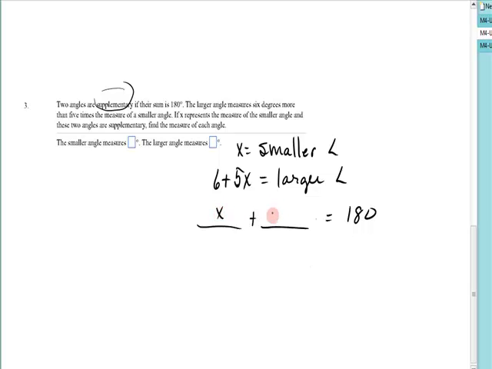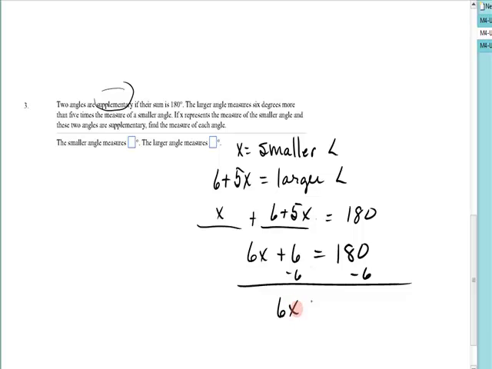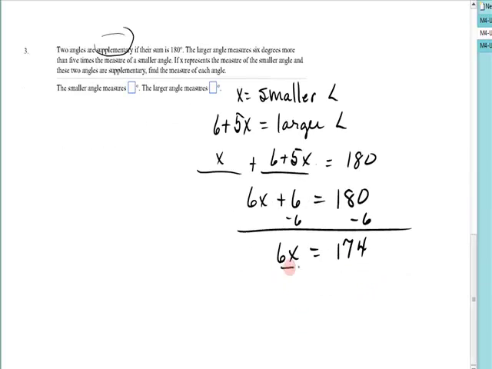So I have x plus 6 plus 5x is 180. 1x, 5x gives me 6x, plus 6 is 180. Subtract 6, 6x is 174. Divide by 6. Grab my calculator. And x is 29. What did we get? We got the smaller angle.